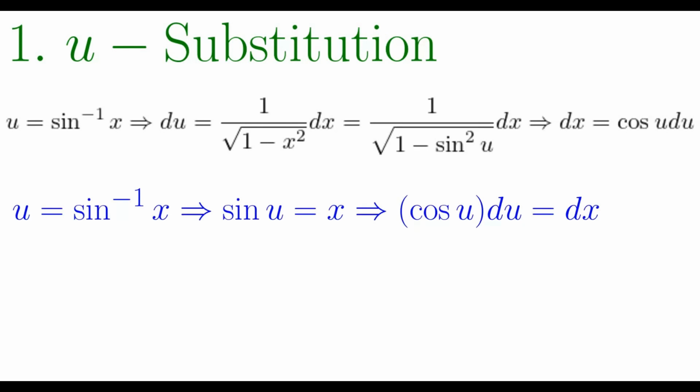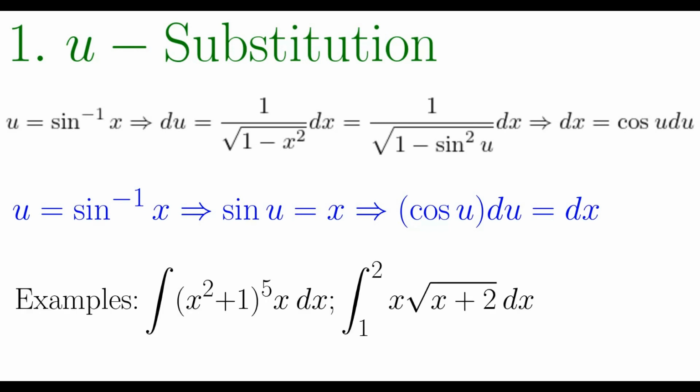Instead, what I suggest is you evaluate x in terms of u first. So in this case you have u equals sine inverse of x. Evaluate x as sine of u, and then you differentiate. As you see, it is actually much better doing it that way. You get to dx equals cosine of u du much faster. Here are a couple of examples you can try.